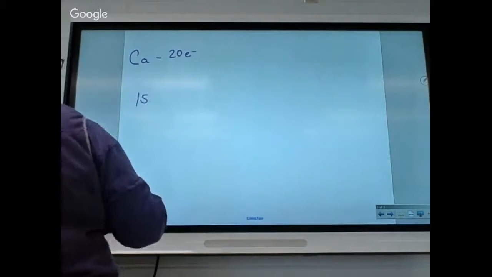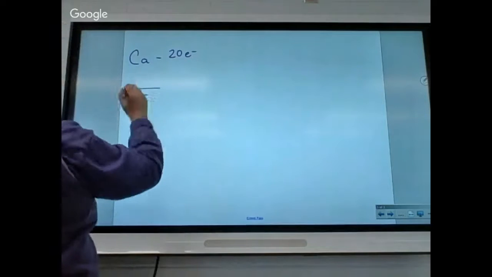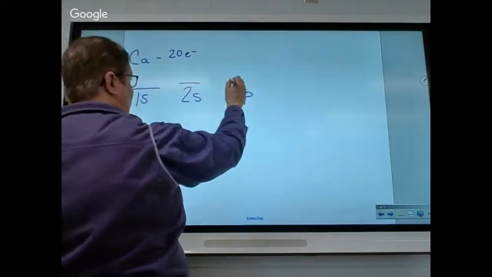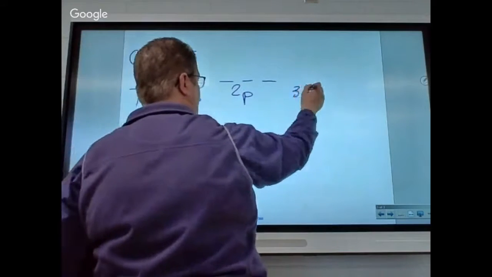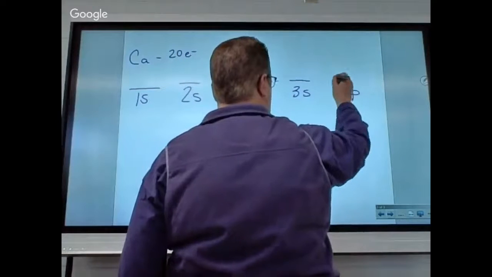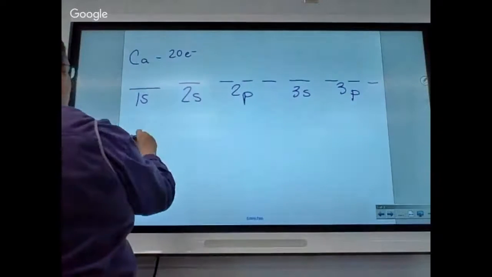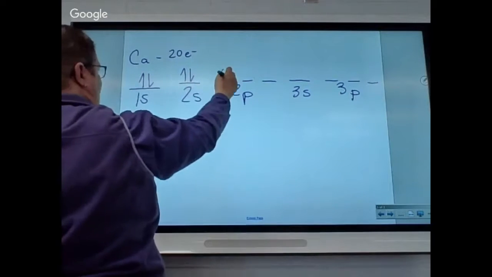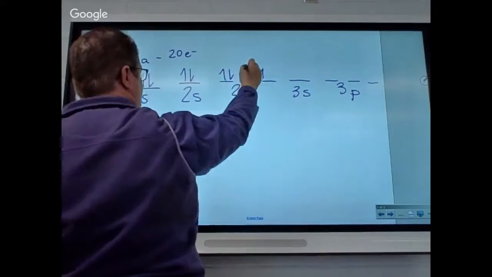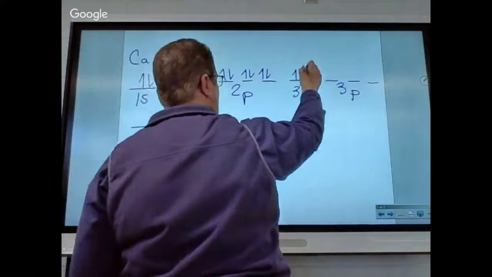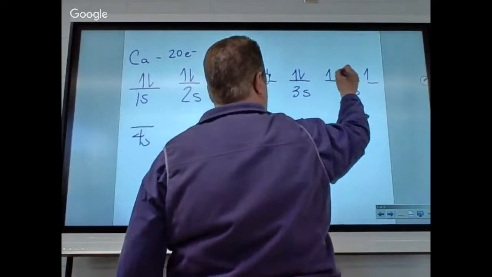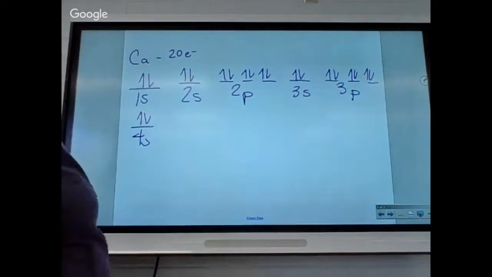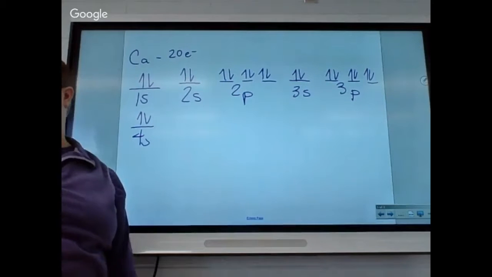1s has how many lines above it? 1 line. 2s has how many lines above it? 2p has how many lines above it? 3s has how many lines above it? 3p has how many lines above it? And 4s has how many lines above it? 1, 2, 3, 4, 5, 6, 7, 8, 9, 10, 11, 12, 13, 14, 15, 16, 17, 18, 19, and 20. Questions? What's next?